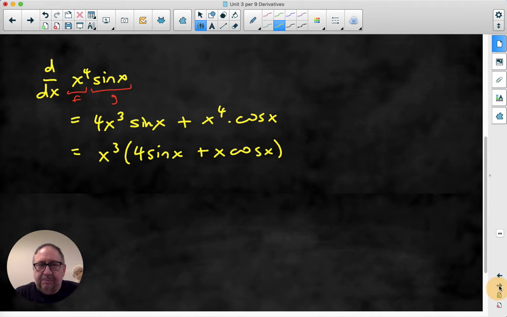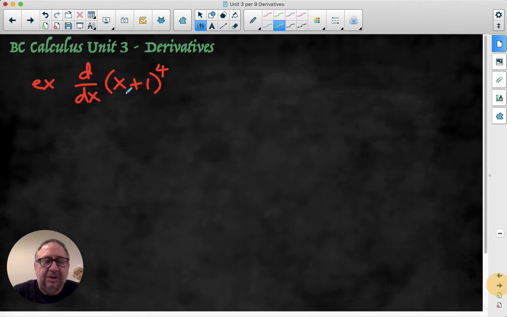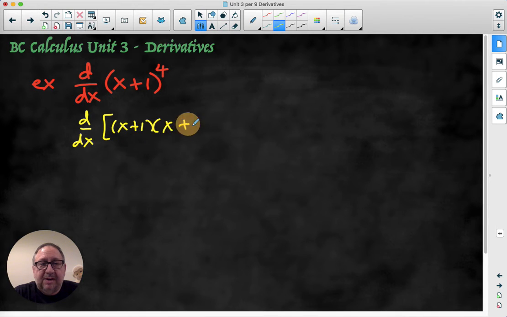For example, we could take a look at the derivative of something along these lines, x plus 1 to the 4th power. Now, I could go through and attempt to expand my x plus 1 to the 4th, and there are shortcuts for that. But we're going to look at this in a different way. What if we looked at x plus 1 to the fourth as an extended product? It's x plus 1, 4 times.